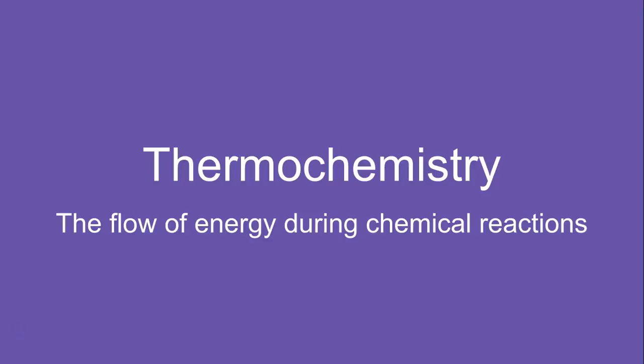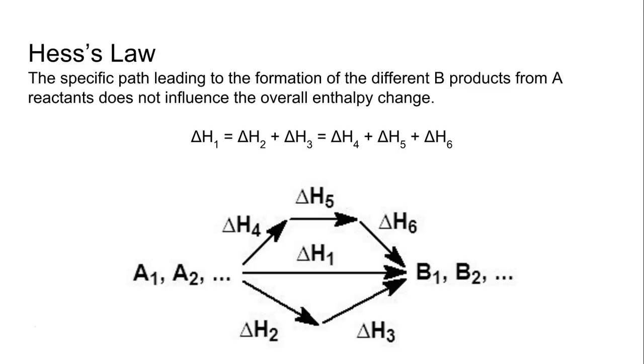In this fourth and final segment of thermochemistry, we're going to talk about Hess's law. Now, Hess's law states that the specific path leading to the formation of different B products from A reactants does not influence the overall enthalpy change. If you look, we could go a direct route from A to B just using delta H1.